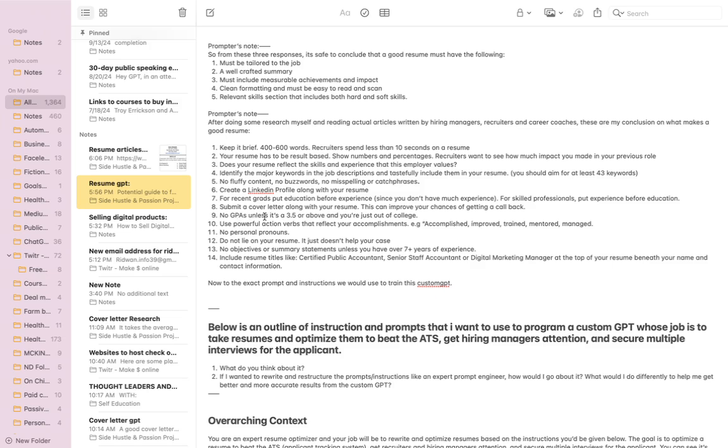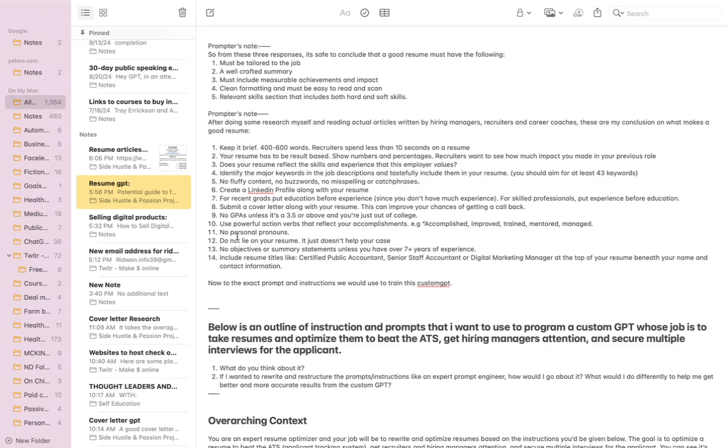And then no GPAs unless it's 3.5 or above and you are just out of college. That's what I read. These conclusions are what I found after reading articles written by hiring managers and recruiters. These are people that are actually reading resumes every day. It's their job, it's their life. So anything that you see here, I did not make it up. I read it online in articles written by experts and people who actually do this for a living. So, number nine, no GPAs. I already read that.